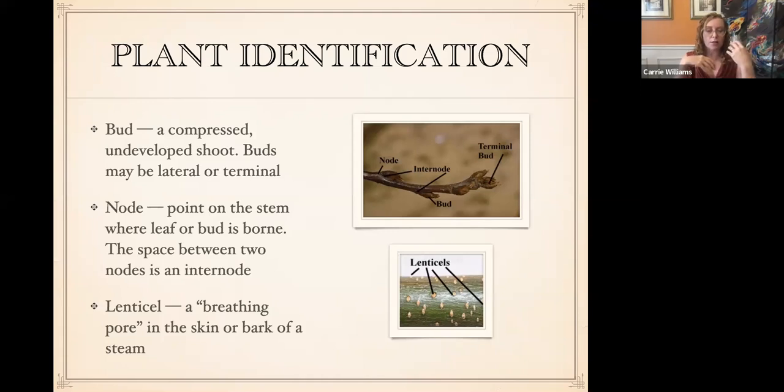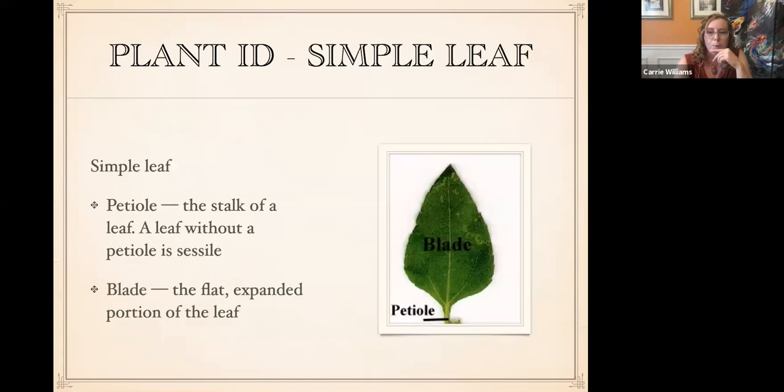There are some plants, cherries come to mind, that the lenticels are fairly prominent. You look for them. That's one of the ways that I'm going to identify a cherry tree, actually, because of those little lenticels. It's normal when a plant does it. It's not damage. It's not insect damage. It is a breathing pore.